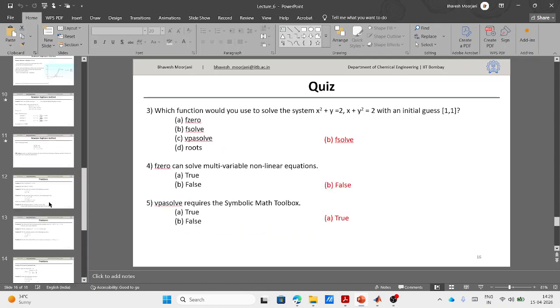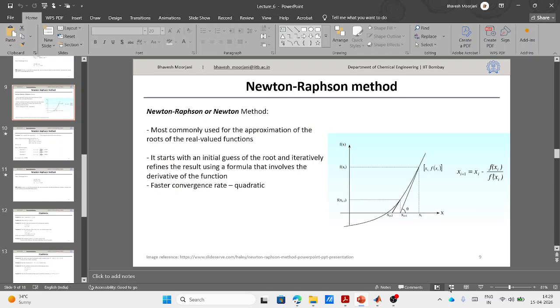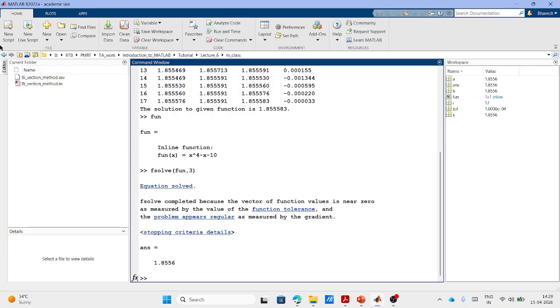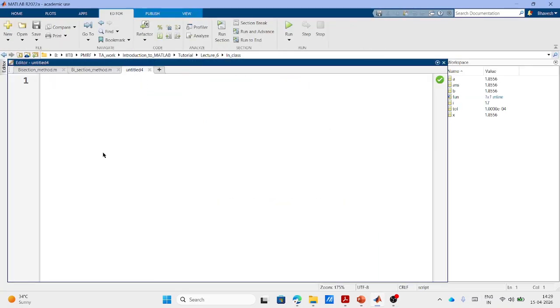Okay, so coming to the Newton-Raphson method, let's try to create our own code of Newton-Raphson method.